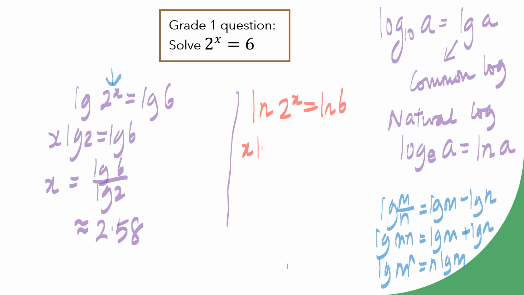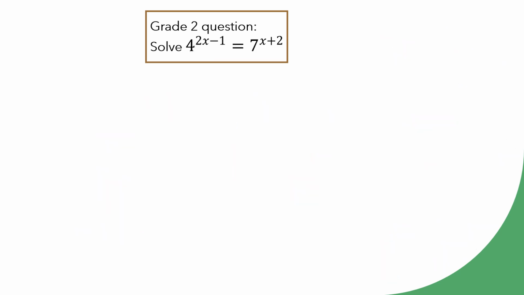So we bring the power x down. So x will be ln 6 divided by ln 2. On your calculator, you can press the fraction first, followed by ln, 6, close bracket, press ln again, 2, close bracket. Yes, you also get 2.58. You get the same answer. So let's move on to a slightly harder question. Here you still have to bring ln or lg to both sides, just that the power now gets a bit more complicated. So I'm going to bring lg to both sides.